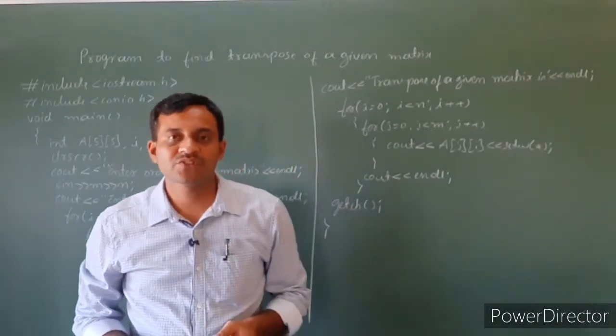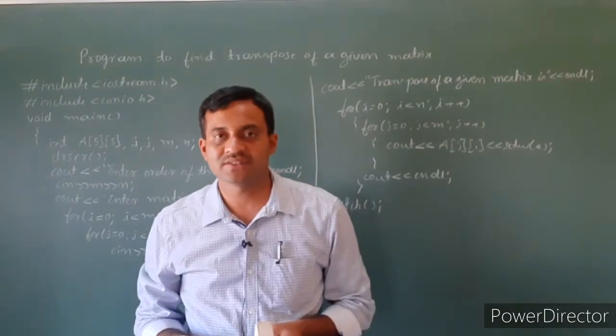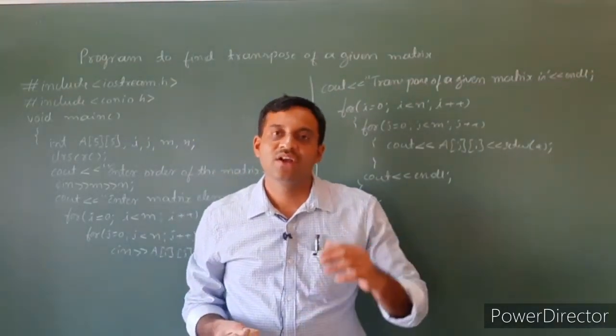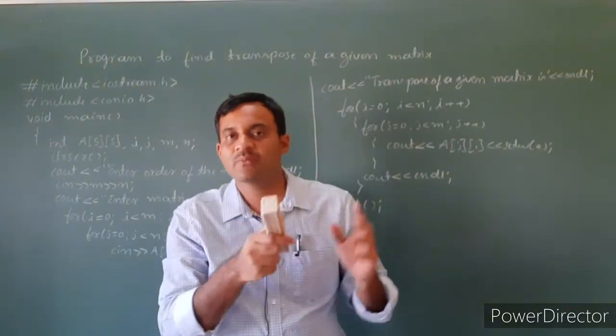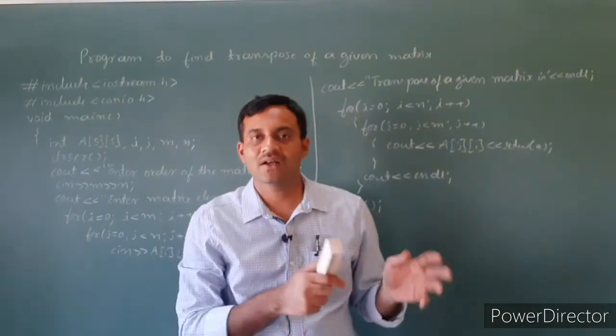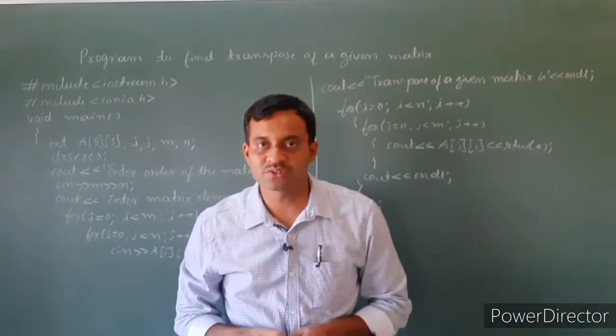What is the meaning of transpose? We have to interchange the row address and column address, or interchange the row elements and column elements. All row elements become column elements, and all column elements become row elements. That is the meaning of transpose.